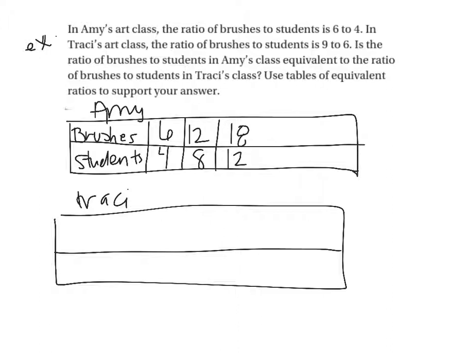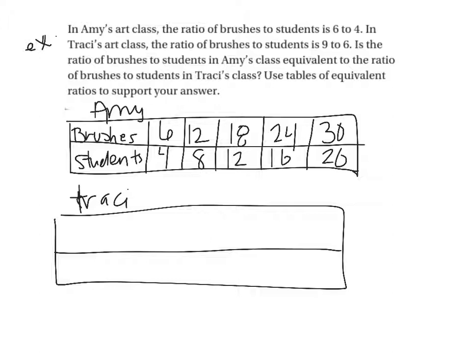And then we're going to quadruple the original. 6 times 4 is 24. 4 times 4 is 16. And then we're going to times the original by 5, which would be 30 and 20. Okay, now we're going to look at Tracy's and see if any of them match up.